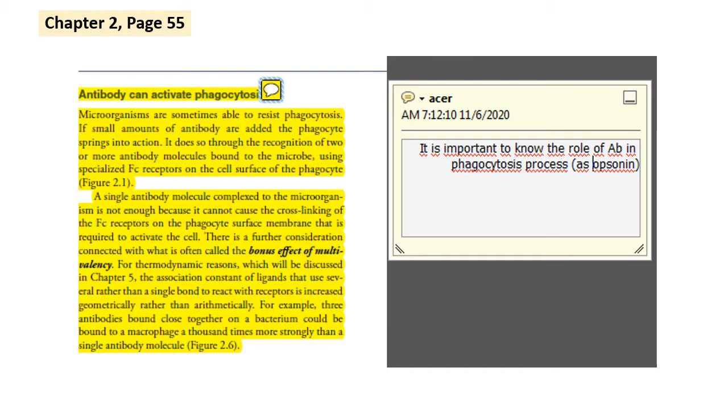These factors include valency, such as univalency or multivalency. These factors affect phagocytosis.